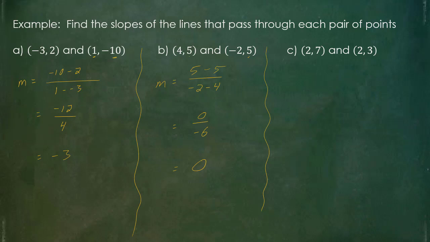If I go to the last one, do the exact same steps. My rise, so 3 minus 7 on top, over, and then 2 minus 2 on the bottom. I get negative 4 over 0. Well, I can't divide by 0, so with this one I actually just have to write out the word. This slope was undefined.